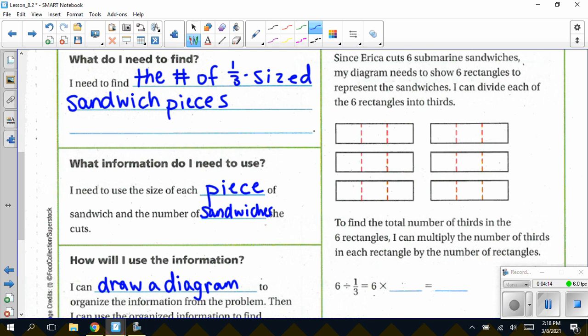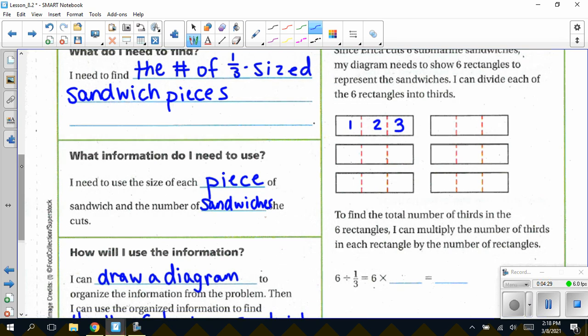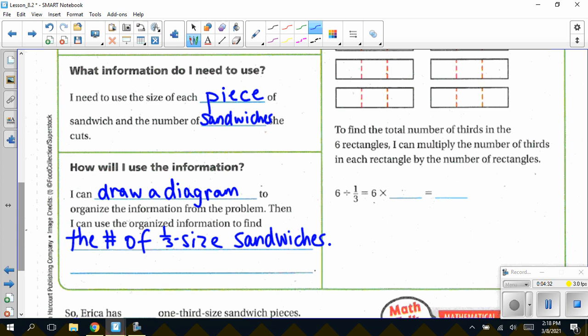So obviously, there are 3 thirds that are created with each sandwich. Now, we could just count how many thirds total and then show that answer. Or we know because there are 6 sandwiches and each sandwich was cut into thirds, that means each sandwich has 3 equal pieces, and 6 times 3 is 18.